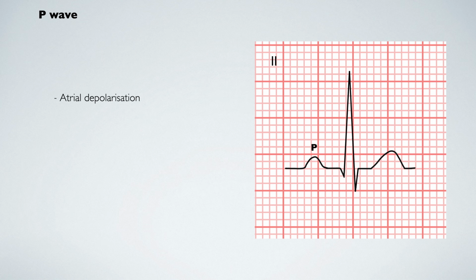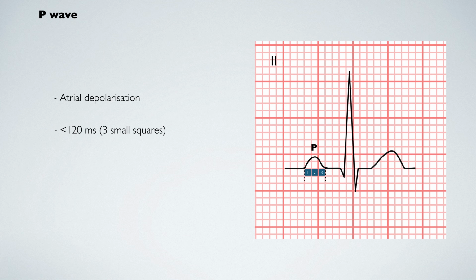The normal P wave should have a duration of less than 120 milliseconds, which is the equivalent of 3 small squares. You can measure the P wave's duration by drawing a line at the start and end of the P wave and counting the small squares between the lines. In this case, you can see that the P wave's duration is 3 small squares.